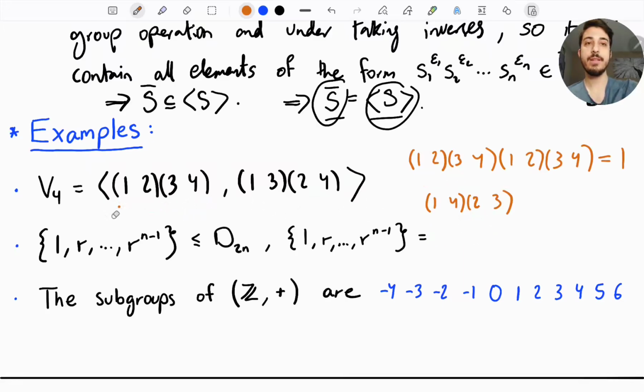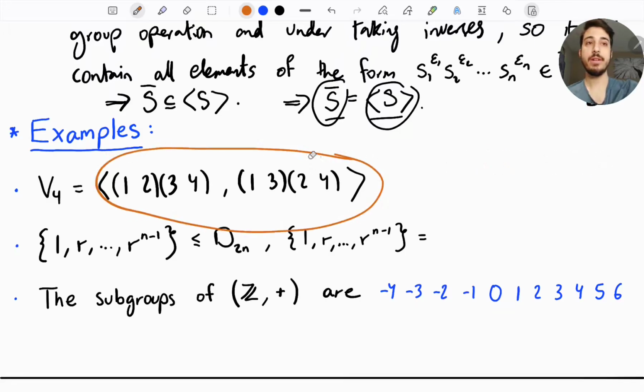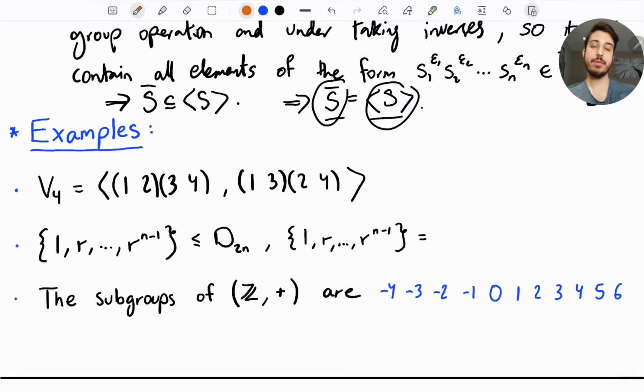So we can say that these two elements generate V4. And we can simply write it as a generator, just like we've done earlier. If you remember in lesson 4, generators and relations, we have found that these two elements generate the entire group V4.